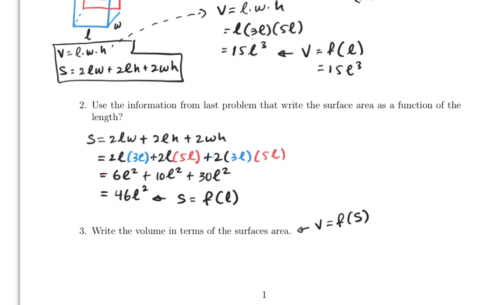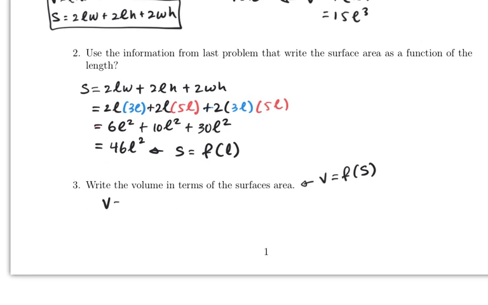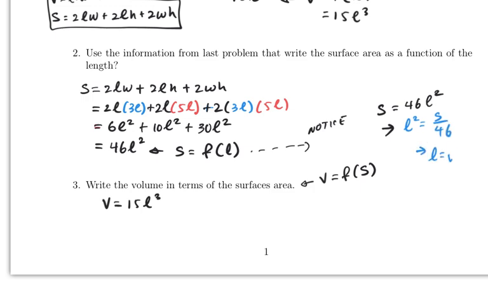So both of them have L in common, okay? Since it's asking you to write the volume in terms of the surface area, this is what you have so far. Volume is 15 L cubed. What it's asking you to do is to change the L into S. Notice this: if S is equal to 46 L squared, that means that L squared is equal to S over 46, which means that L is the square root of S over 46.